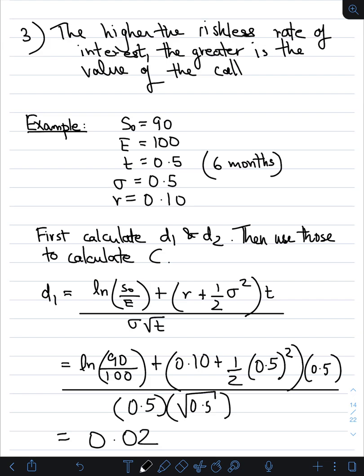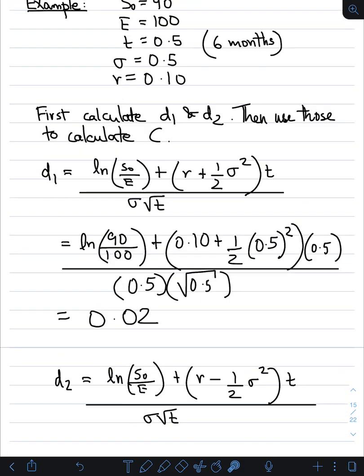Okay, so just so you know, if you had a scientific calculator or a graphing calculator, for the natural log there's a key called natural log, and you're able to calculate the value of the natural log pretty easily. All the other factors are basically regular calculations. Okay, so we've just estimated the value of D1. Now we have to do the same thing to estimate D2 and continue from there.